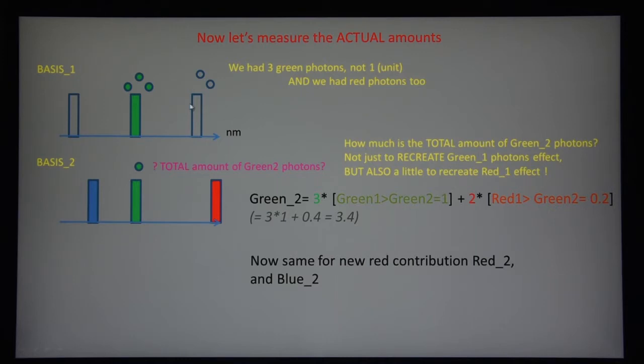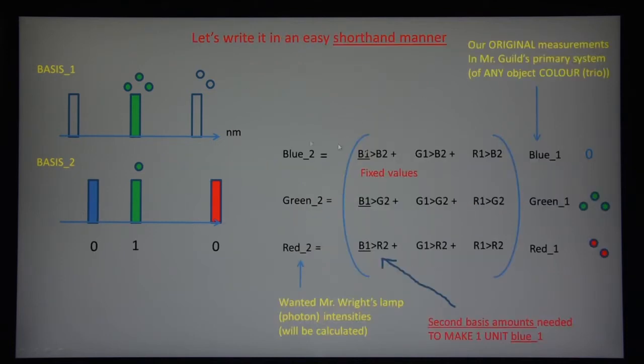You do the same for how much blue do I need in the Mr. Wright system and how much red do I need. Well, if you write that down in a shorthand manner, that's what they call matrixing. And so these recalculation factors, in fact the values of the primaries in the first system to the second system, they are fixed. You have to just test them. There are 9 fixed numbers.